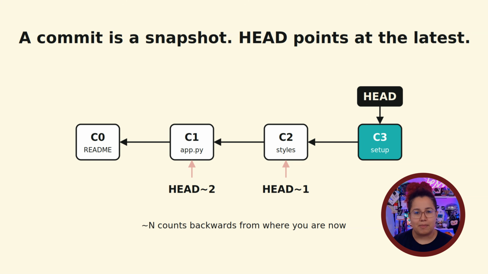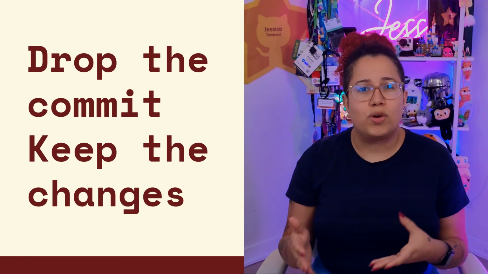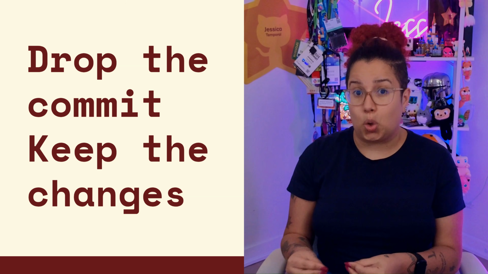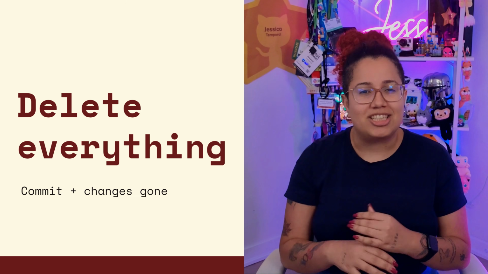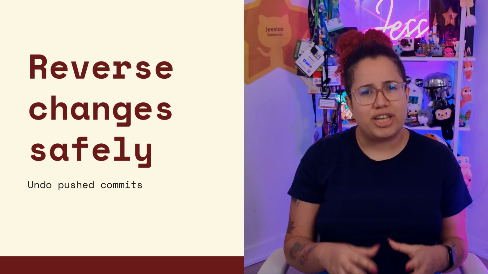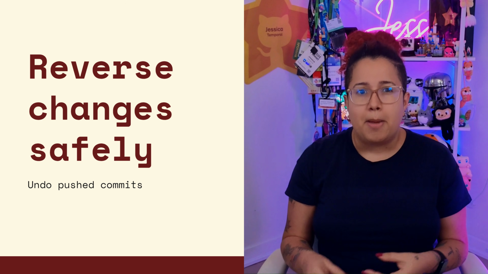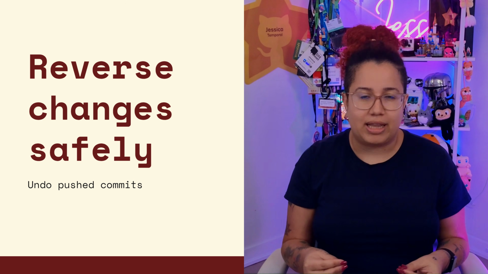Let's build the mental model. A commit is a snapshot of your project at a moment in time. HEAD is just a pointer to the snapshot you are currently on. When people say undo a commit, they usually mean one of 3 things. 1, they want to undo a commit but keep the code. 2, they want the commit and the changes gone entirely. Or 3, the changes are already shared with the team, but you need to reverse it safely.